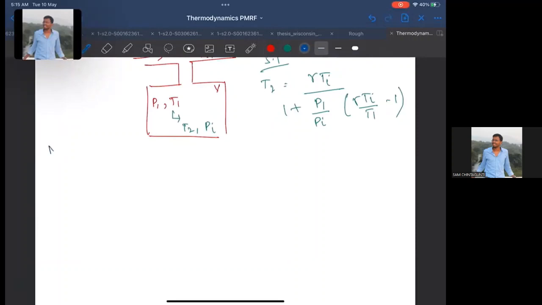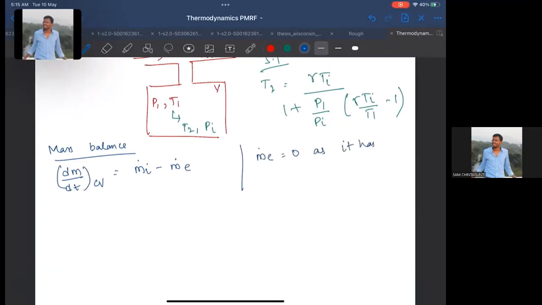So let's first do mass balance. Mass balance gives us that dm by dt of control volume is equal to m dot i minus m dot e. Here m dot e is equal to 0 as it has no exit. Similarly, W dot and Q dot are equal to 0, not mentioned in the question. Okay, so this is 0. So this is your first equation.